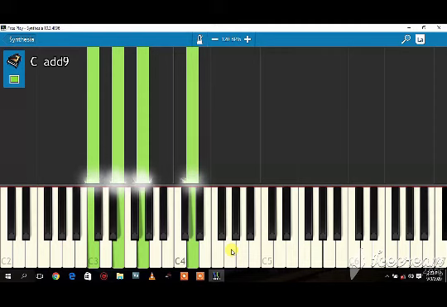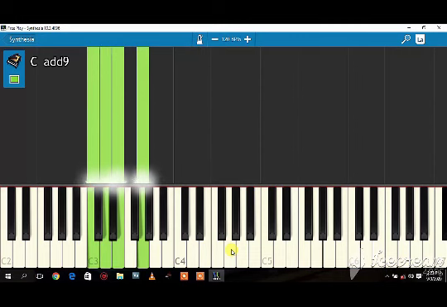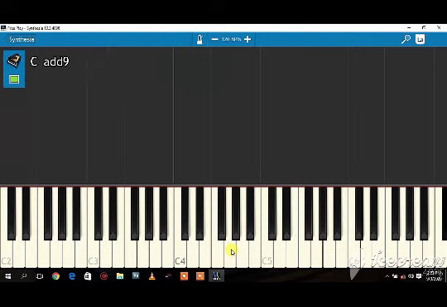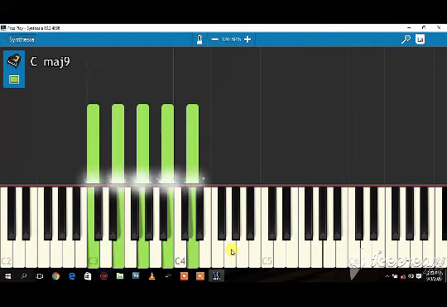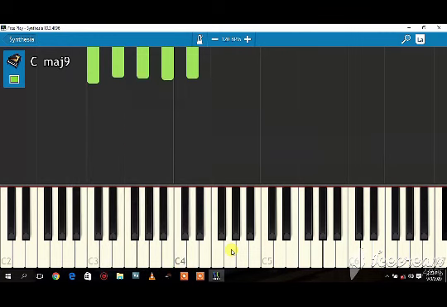So C major, so C add 9. If I had put it here, it's still C add 9 because we are adding the added ninth note. But imagine adding the ninth over the seventh here. It is C major 9. So there are two different things altogether.